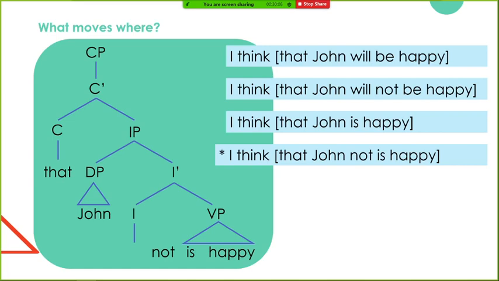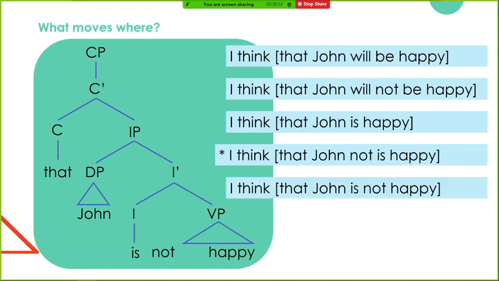You can't say, I think that John not is happy. What you have to say is the be in front of the not. Okay, I think John is not happy, and therefore we have direct evidence that it's the verb that moves to the inflection, not the inflection that moves to the verb.